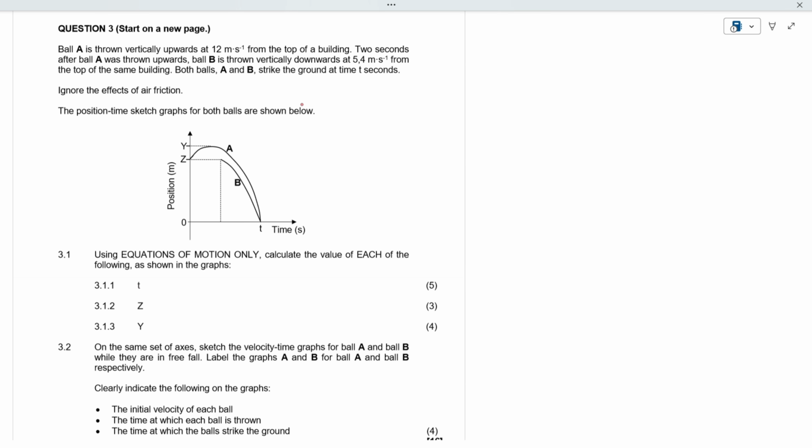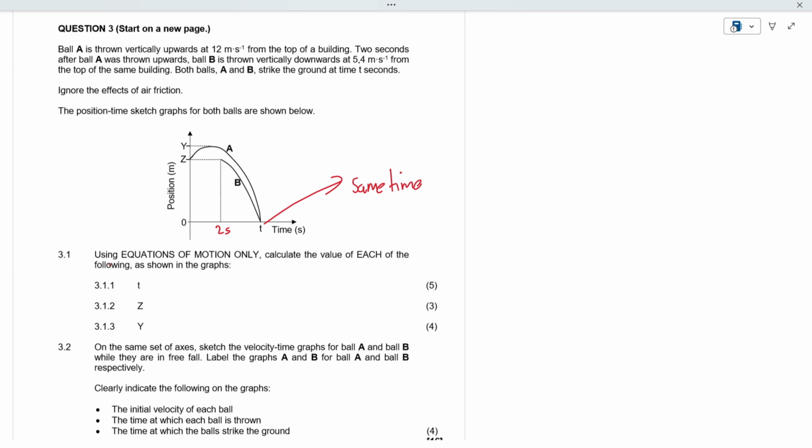So here we are told of two balls. There is ball A, which is this one, and then there's ball B. The difference is that 2 seconds after ball A is thrown upwards, ball B is thrown vertically downwards. So from here to 2 seconds is when the other ball is thrown. Here is the 2 seconds after, and this is the time they both strike the ground. They strike the ground at the same time, which is very important.